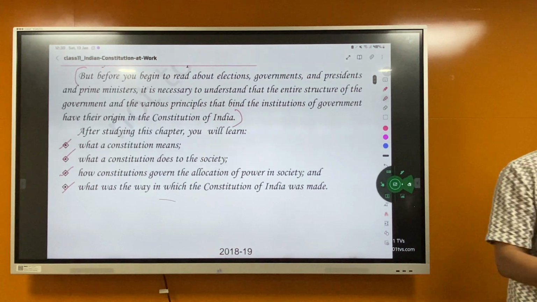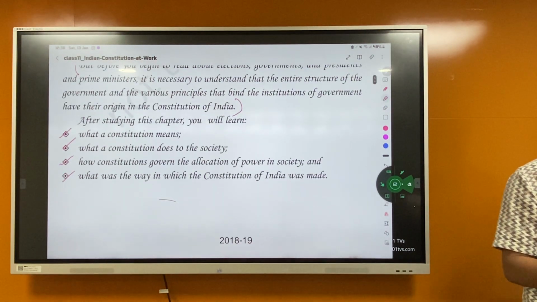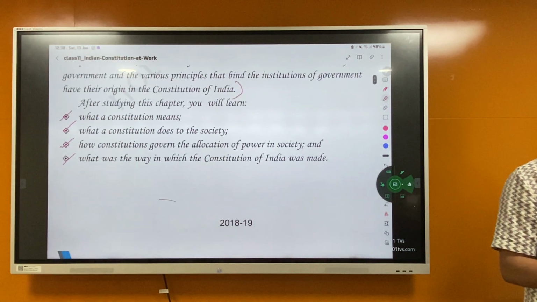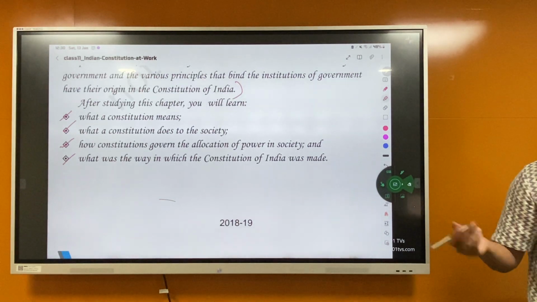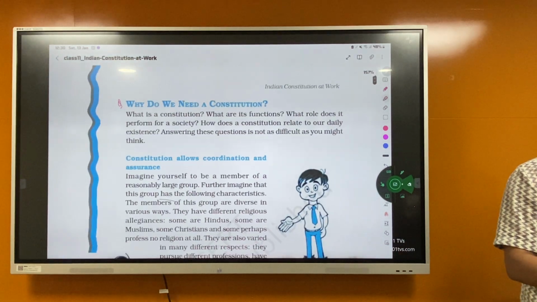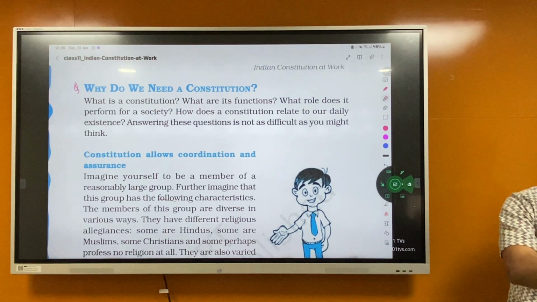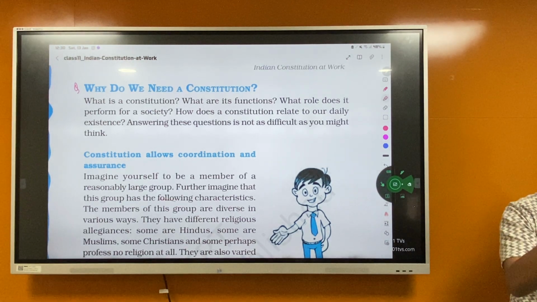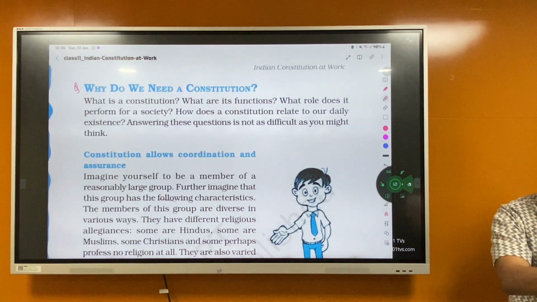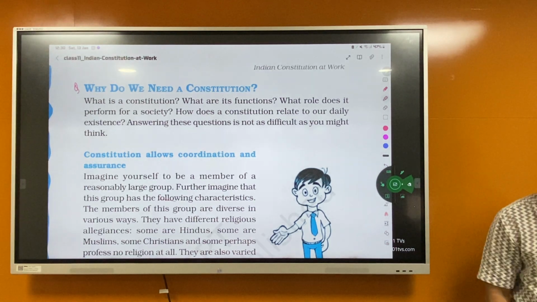After studying this chapter, you will learn what a constitution means, what a constitution does to a society, how a constitution governs the allocation of power in society, and in what way the Constitution of India was made. So these are the 4 things we'll be reading about in this chapter. We'll be reading the whole book slowly, because we need an interactive session. It's an NCERT book. If you have this base, if you have clearly understood this book, you can read the other higher level books.